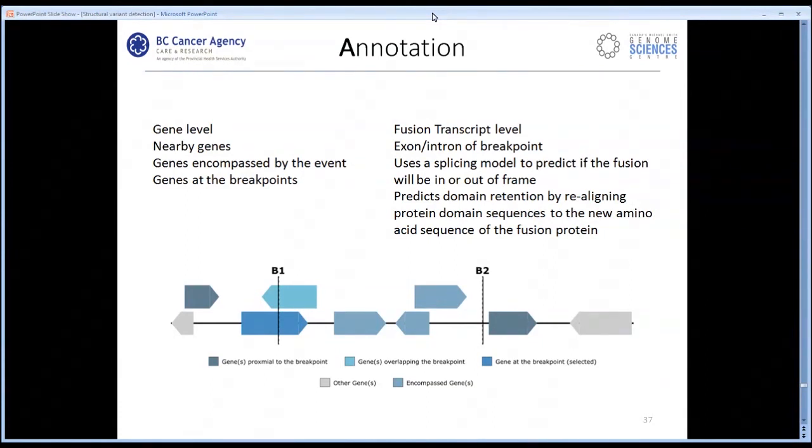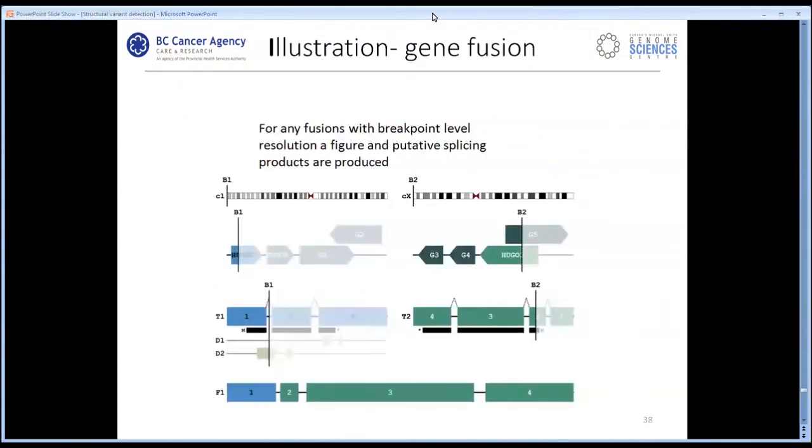At the fusion transcript level, we look at the exon and intron of the breakpoint. We use a splicing model to predict if the fusion will be in frame or out of frame. And we also predict the domains that are retained by realigning the protein domain sequence to the new amino acid sequence of the fusion protein.